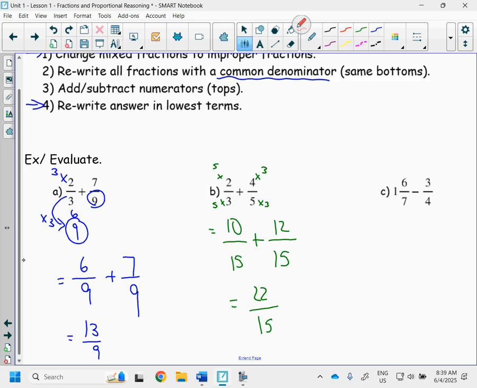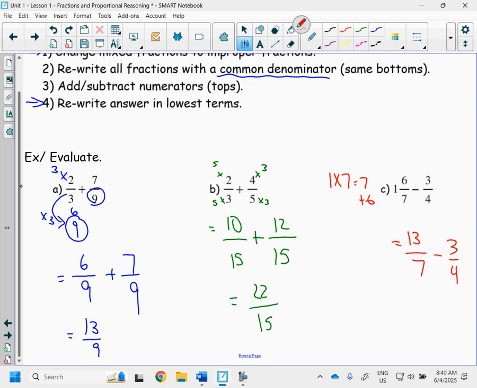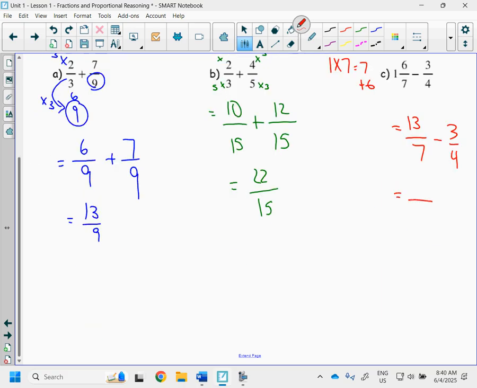We'll try C here. I got a mixed fraction. We'll deal with that. I need sevenths. I got 1/7. That's 7. Plus the 6 on top gives me 13 of those. And minus 3/4. Okay. What can I turn 7s into? I can turn 7 into a 14, a 21, a 28, a 35, and so on. 4s, does 4 go into, I think 4 goes into 28. I can turn a 4 into a 28. So my common denominator this time is going to be 28.